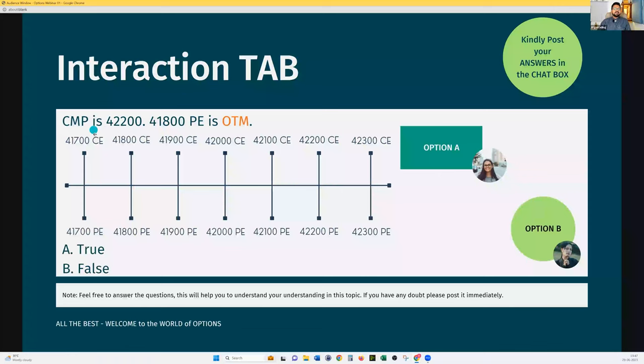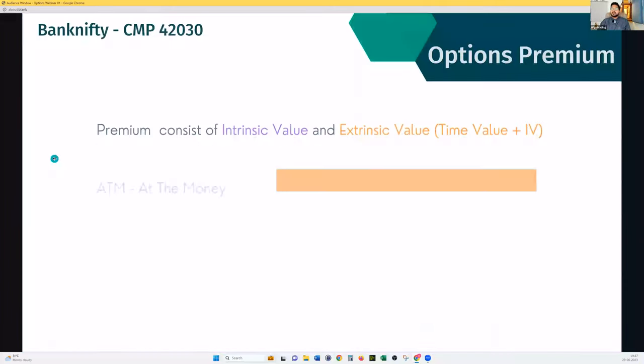And now in this case, current market price is 42,200 and 41,800 put option is what? It's true or false. So obviously, see, the current market price is quite higher. It's going to be an OTM. Good. Okay. Now the question is, current market price is 42,200. 41,800 call is an OTM or not? Now let me just check how many of you are correct. Okay, it's going to be false because this is an in the money option, because already price has crossed 41,800, right? And right now it is trading at 42,200.